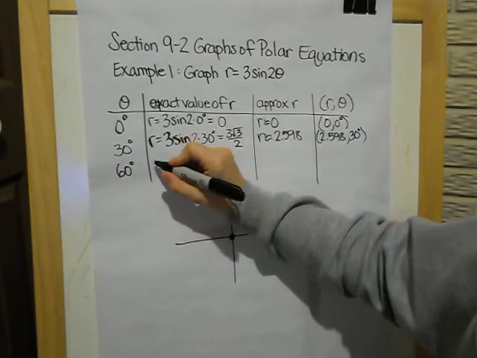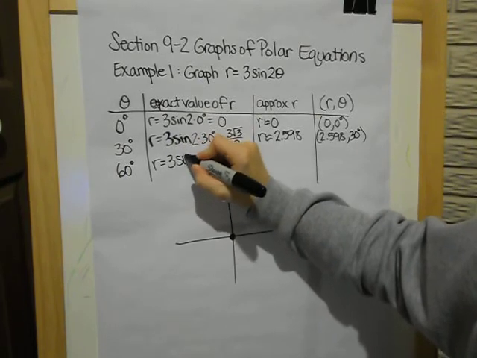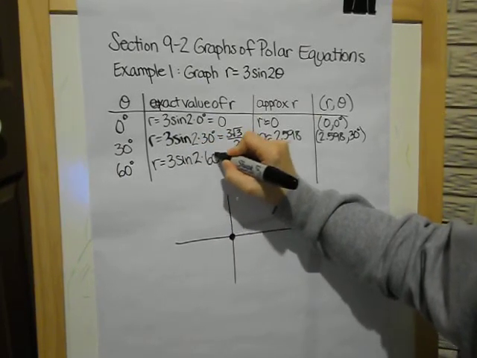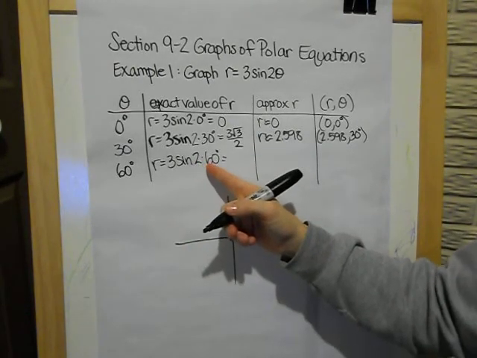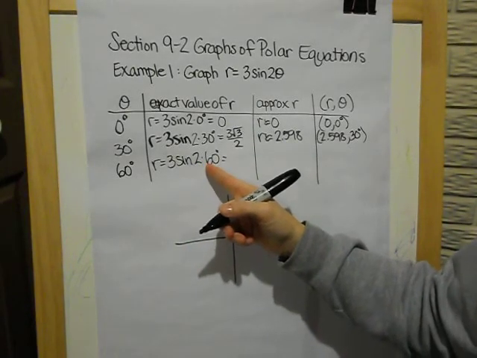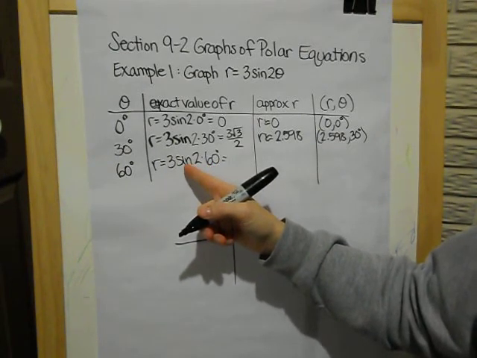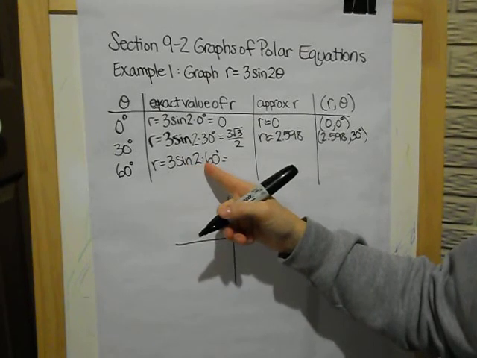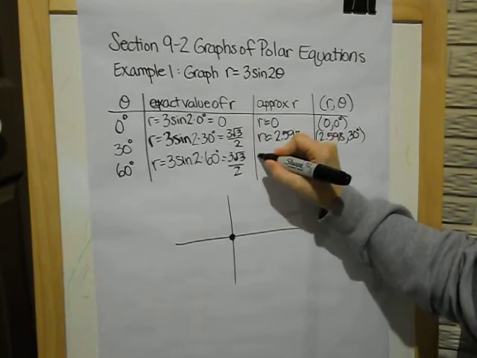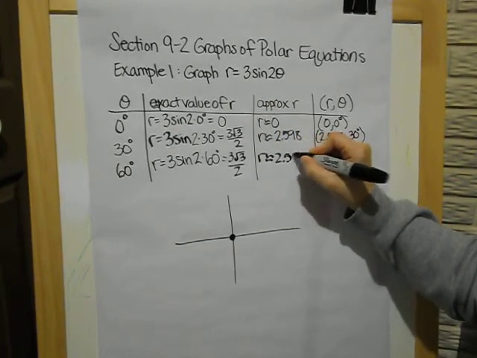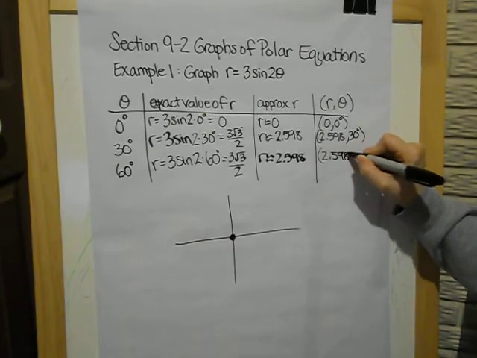Okay, we'll do the same thing for 60 degrees here. So r equals 3 times the sine of 2 times 60 degrees. 2 times 60 degrees is 120 degrees, and the reference angle for that would be a 60-degree angle. Since it's in the second quadrant, sine will be positive, and since it's a 60-degree reference angle, the value is root 3 over 2. Then 3 times that is 3 root 3 over 2. So its approximate value is also 2.598, and so its point should go at 2.598, same radius, but now at 60 degrees.